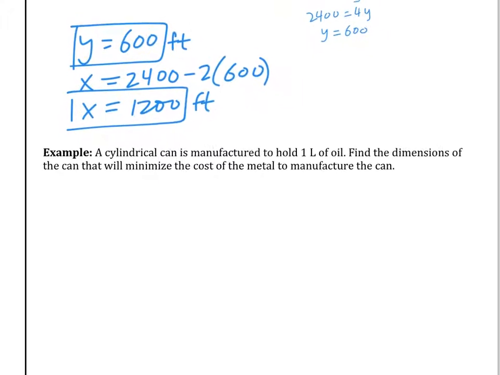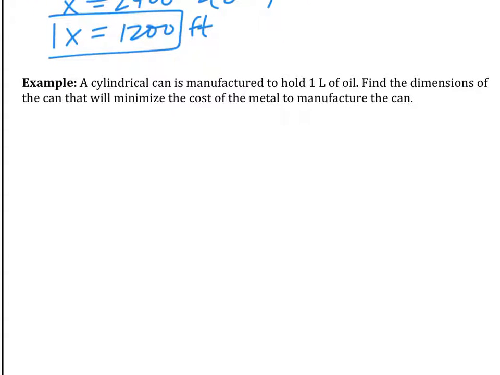This one gets a little bit harder. A cylindrical can is manufactured to hold 1 liter of oil. Find the dimension of the can that will minimize the cost of the metal to manufacture the can. Okay. It's a volume, right? Yeah, so there are a few things, right? So first, we want to draw the can.